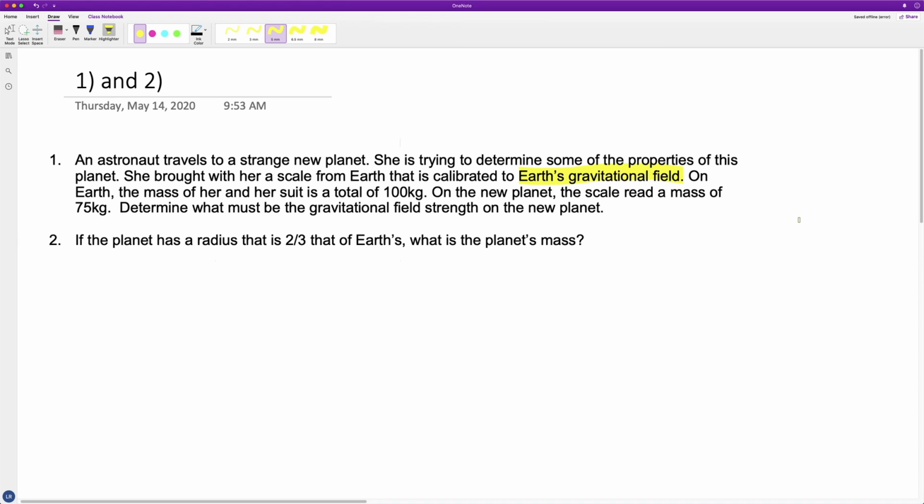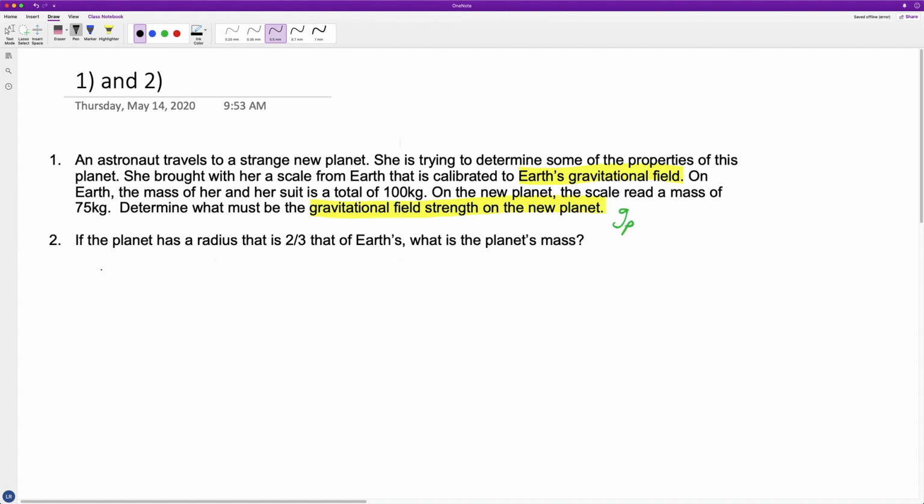On the new planet, the scale reads a mass of 75 kilograms. Determine what must be the gravitational field strength of the new planet. So what we're trying to figure out is the gravitational field strength of this new planet. And what I mean by that is I'm looking for the g of that planet. That's what we're looking for. Now on Earth, we know that g has a value of 9.8.